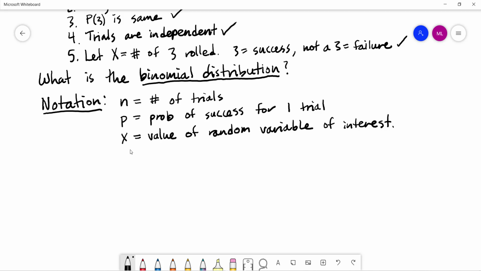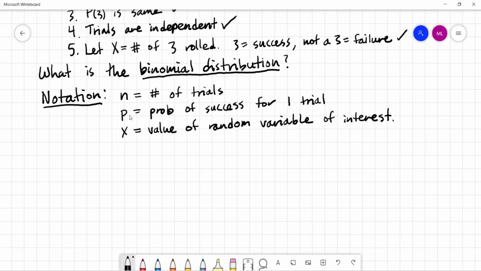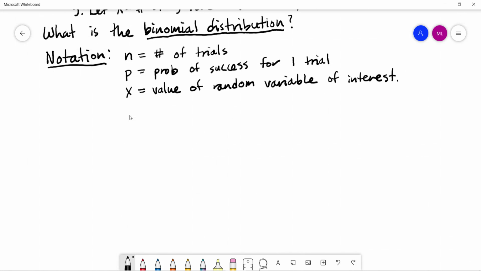Okay. So with this notation and with those 5 conditions satisfied, we have the following definition. So if the 5 conditions above are met, then we have the following definition.